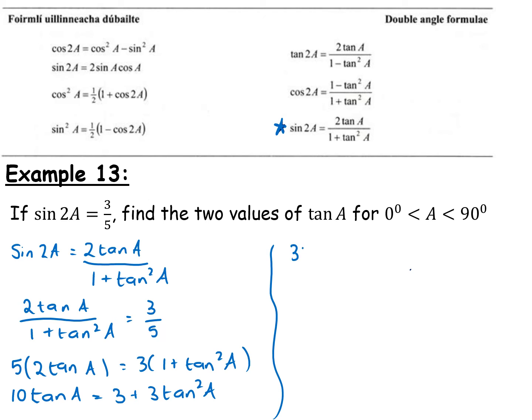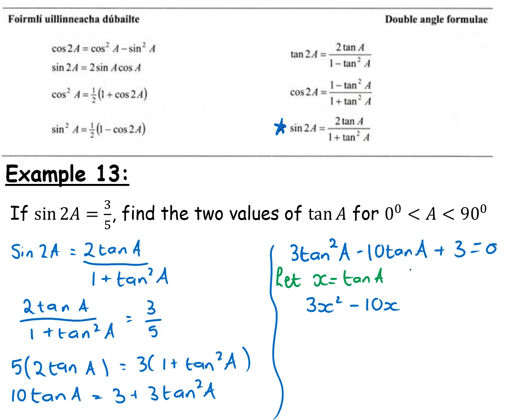Rearranging that, we can get 3 tan squared a minus 10 tan of a plus 3 equals 0. Now what might be easier is to use a substitution. So let x equal tan of a. Let me just clean this up too. So what we end up with is 3x squared minus 10x plus 3 equals 0. This might make it easier to solve. If you prefer and you're happy to leave it as tans, that's absolutely perfect.